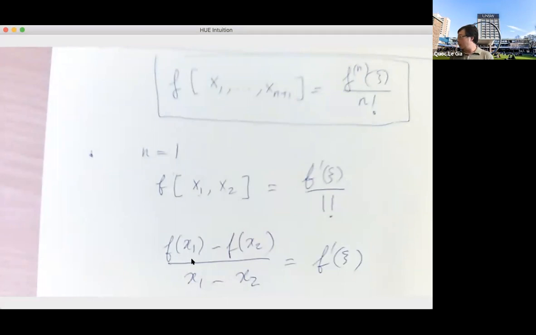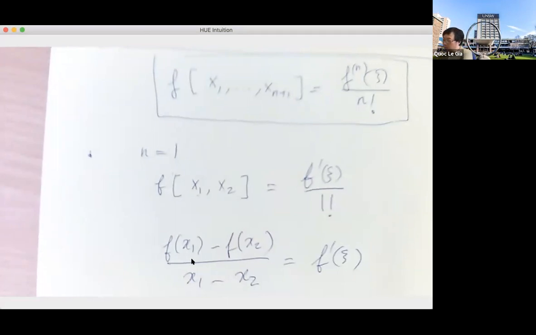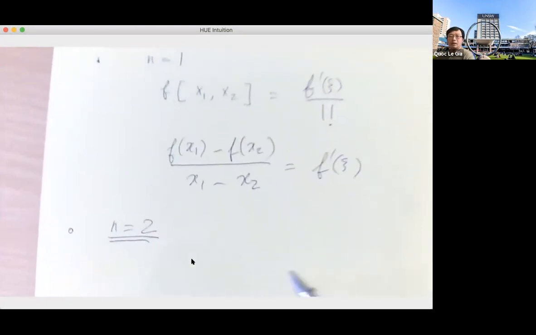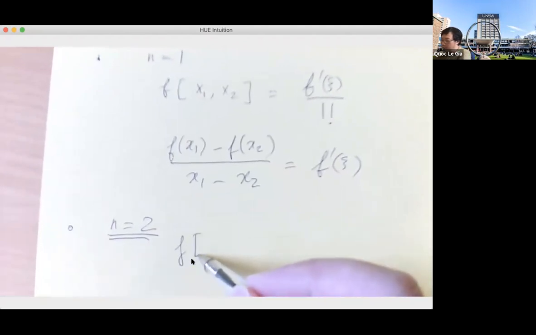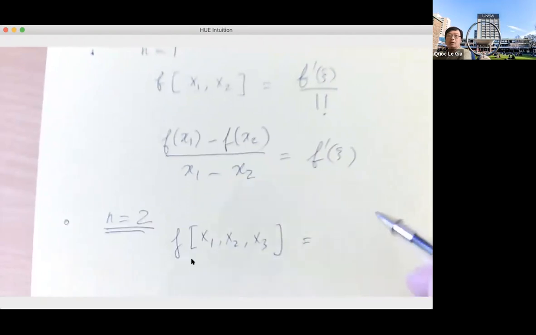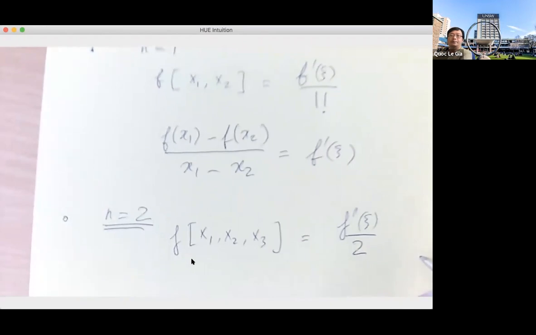But now how about n equal 2? So n equal 2, then that becomes tricky. I have f of x1, x2, x3 equal f double prime over 2. Okay, so how do I prove this? This one doesn't have any formula before, right? So now maybe we have to do something like this.